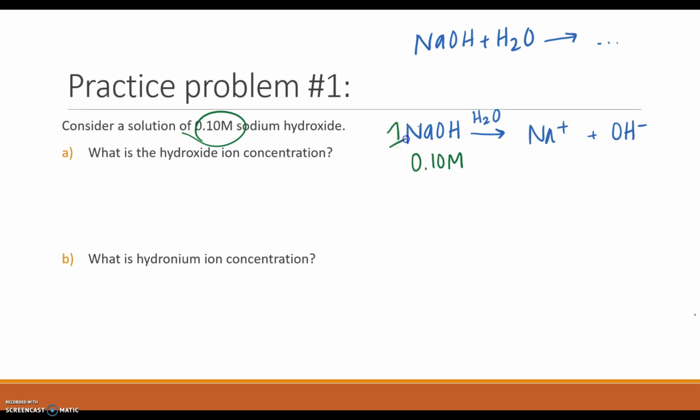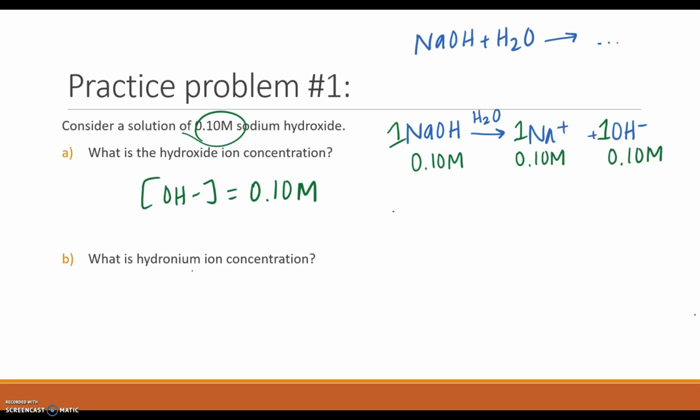Remember, there's a 1 here, a 1 here, and a 1 here. So when this breaks up, however much of this you have, you have that much of this. However much of this you have, this much hydroxide. So the question says, what is the hydroxide ion concentration? And in this case, you're going to say 0.10 molar. And you get that from this equation. Okay? The next question says, what is the hydronium ion concentration?